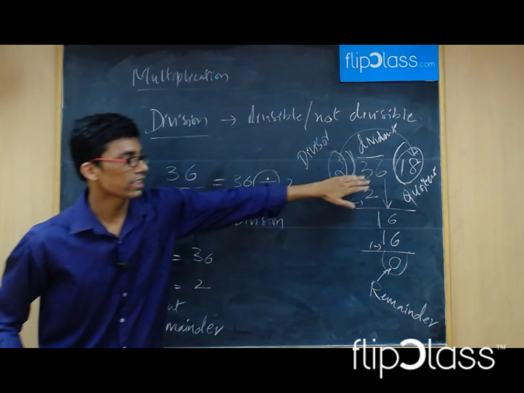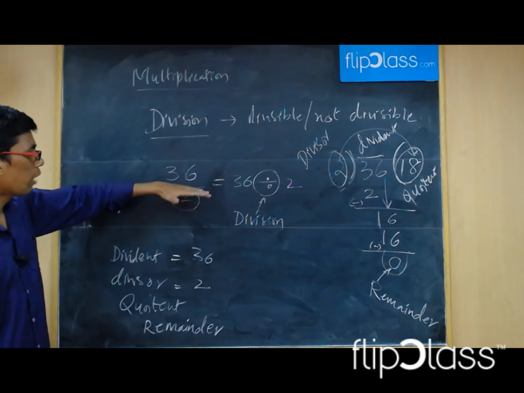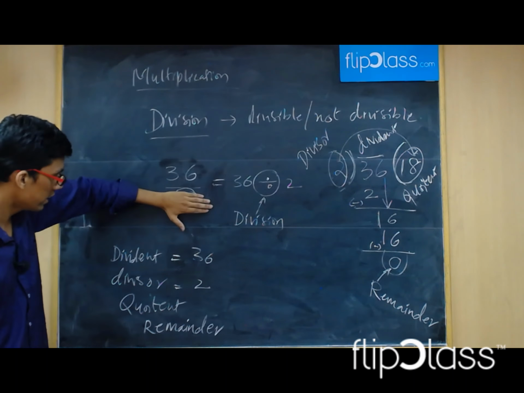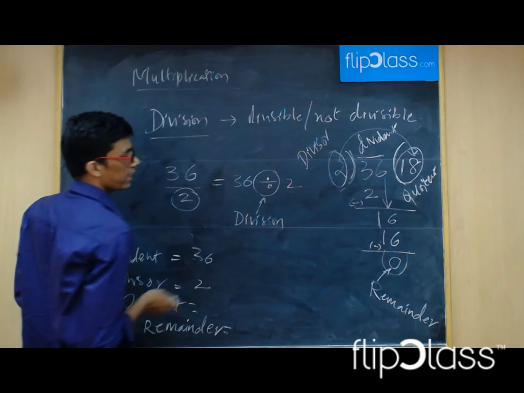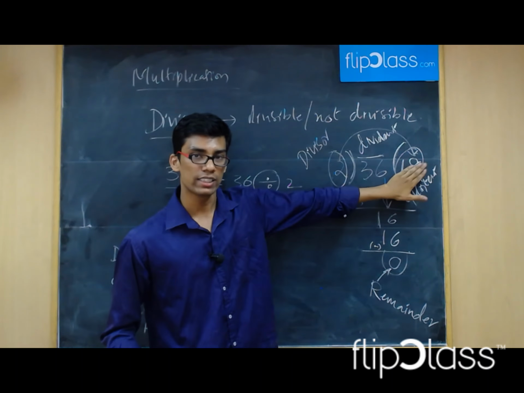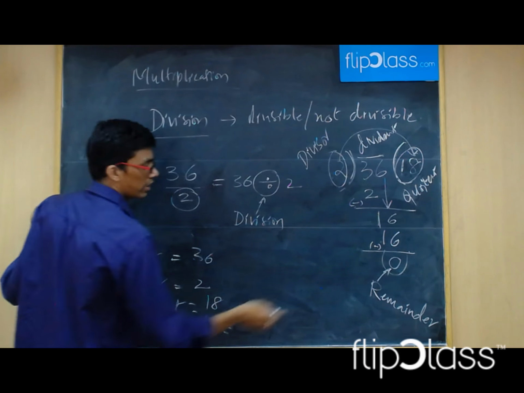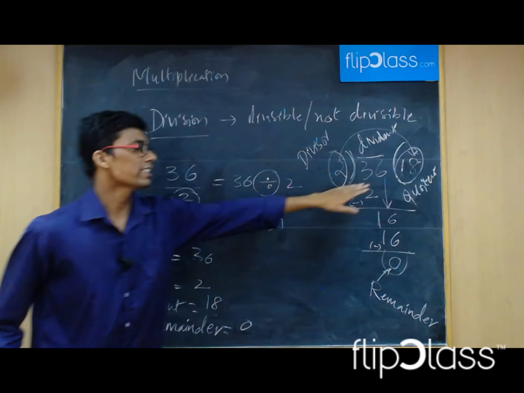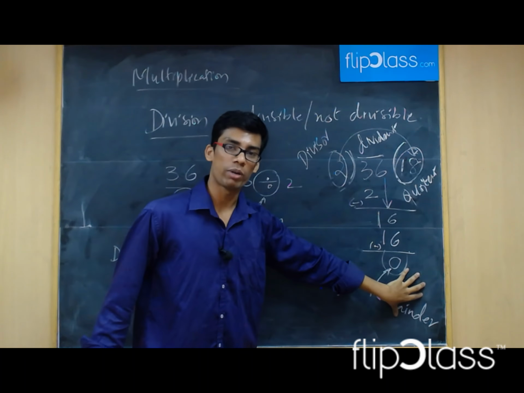See, without just writing this, also you can write what is dividend as well as divisor. The number which is above this line is called the dividend, and this is the divisor, and then quotient and remainder you get after the division. Whatever you write on the right side is called the quotient. So in our case, 18 is the quotient and the number 0 is the remainder. So 36 is the dividend, 2 is the divisor, 18 is the quotient, and 0 is the remainder.